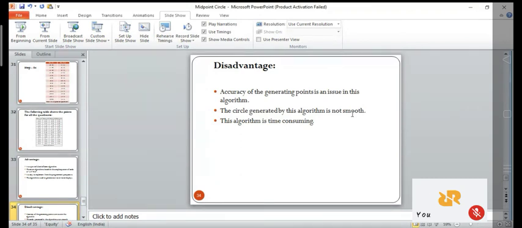Also this algorithm is time consuming. As we have already studied all the steps, all 5-6 steps that we have seen, you have to perform all those steps, only then you can generate the points. So that is why this algorithm is quite time consuming. Any doubt? With this we have completed the midpoint circle drawing algorithm. This algorithm is mainly used only to generate a circle on the screen. Any other shape cannot be drawn using this algorithm. Any doubt?